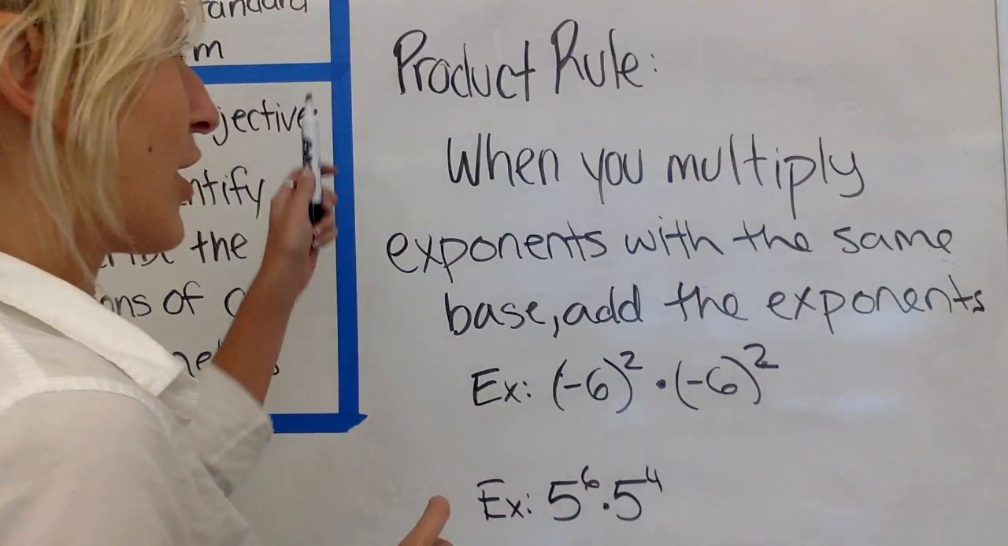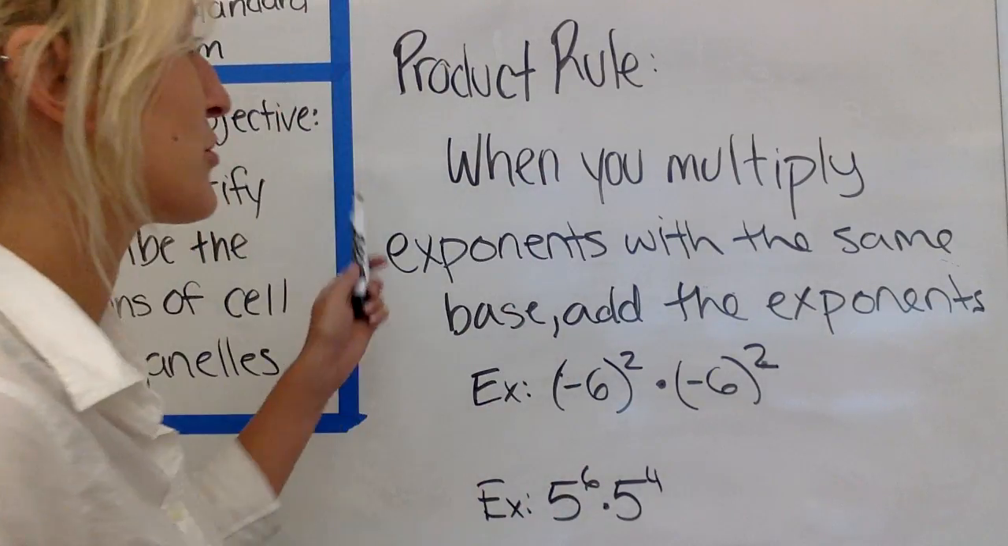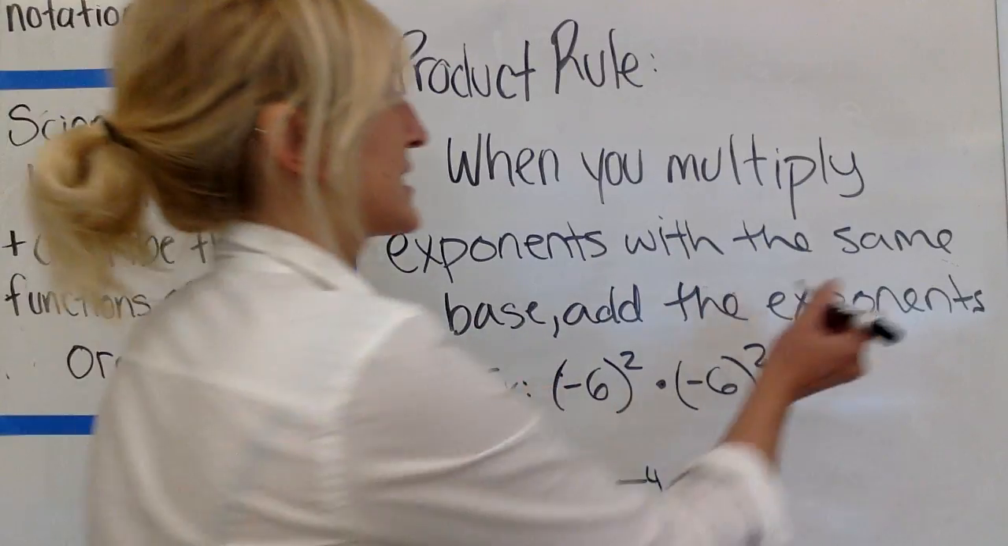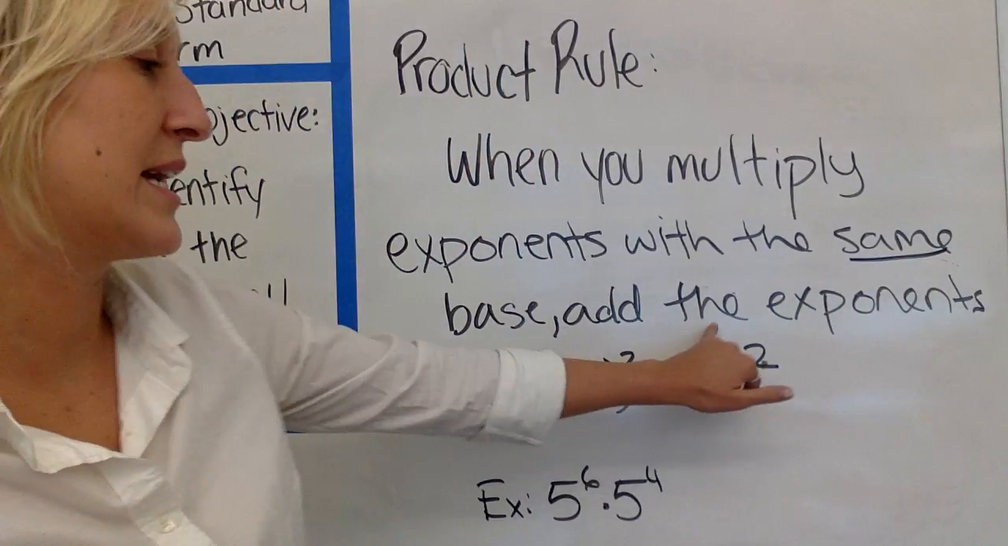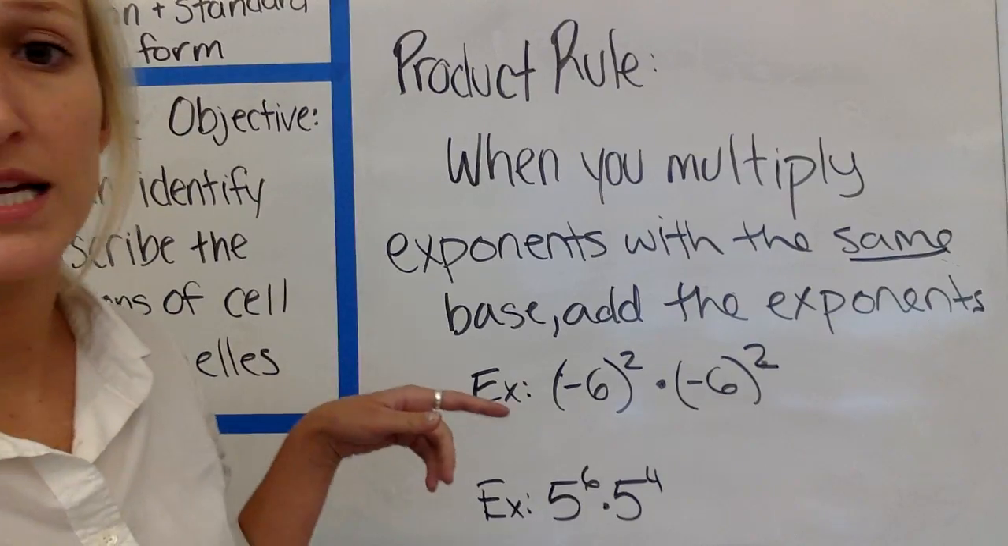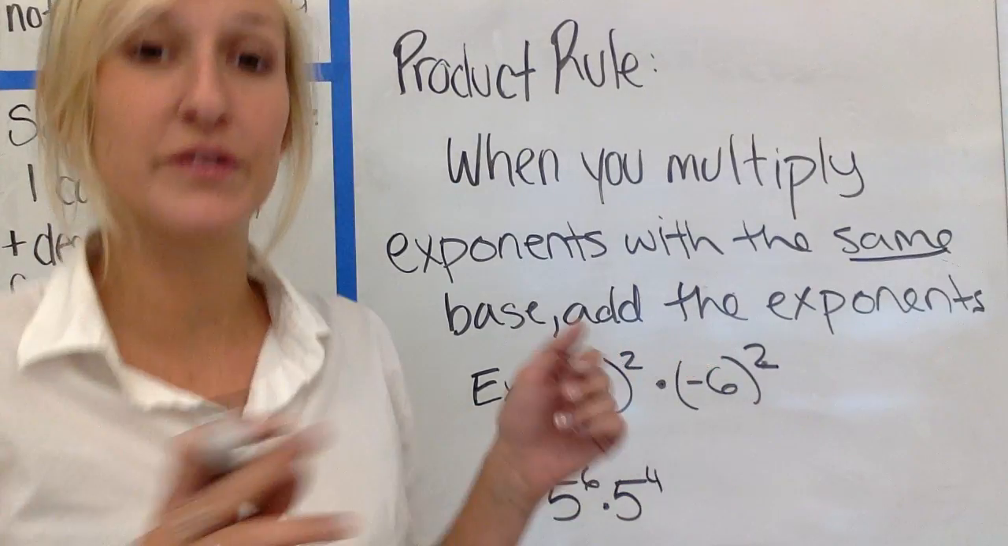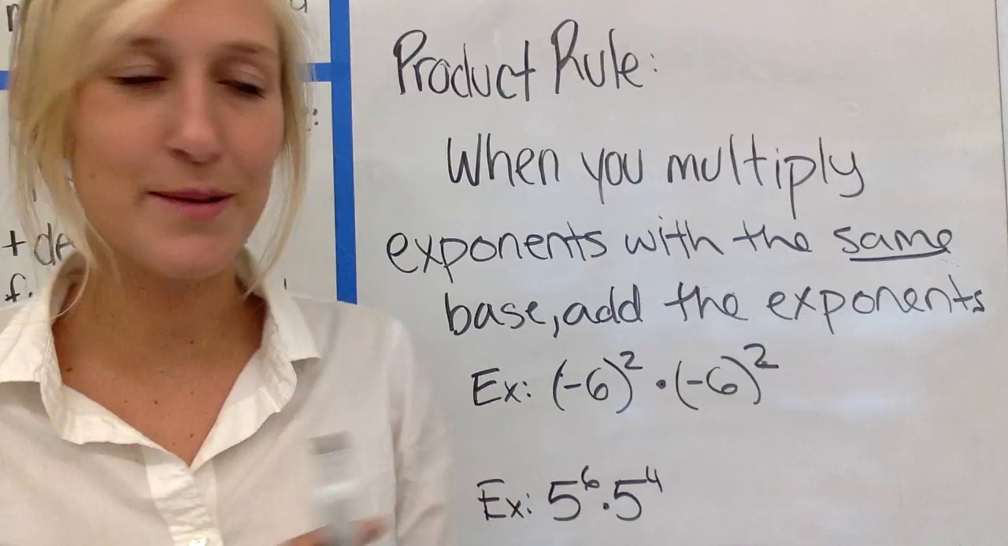So I'm going to go through our product rule first. Our product rule is when you multiply exponents with the same base, add the exponents. So we're going to take a second and write that down. Pause the video if you need to. And then our first example.